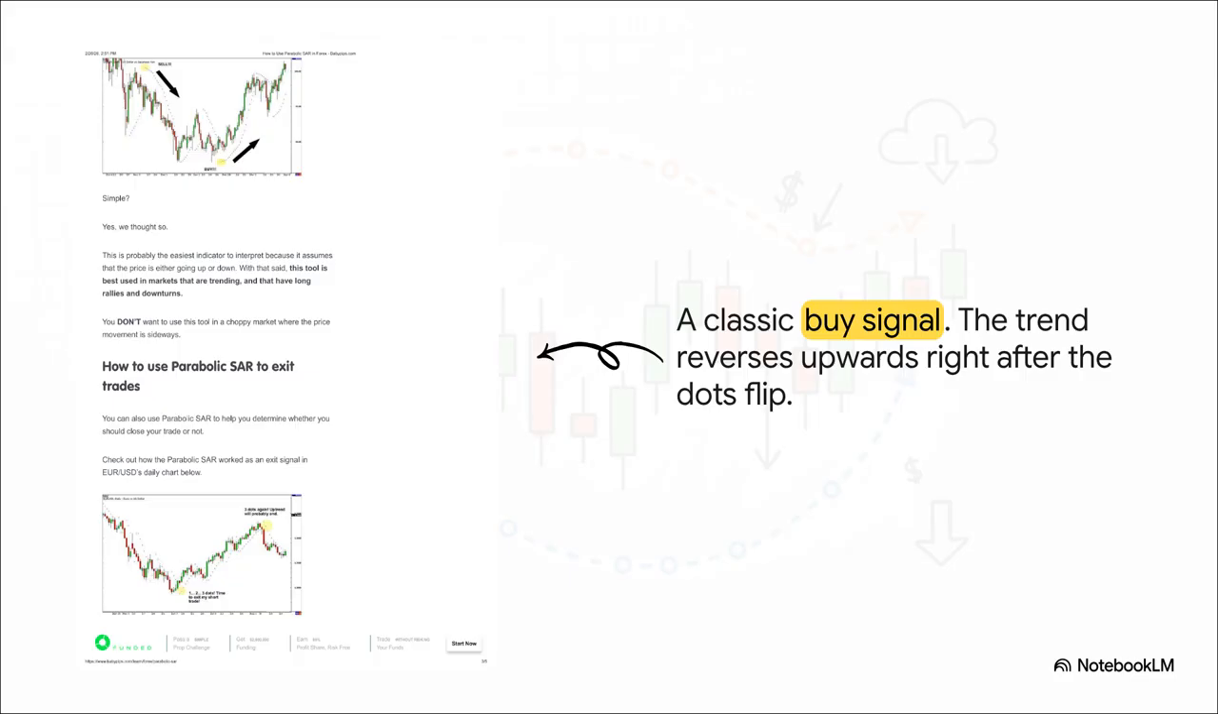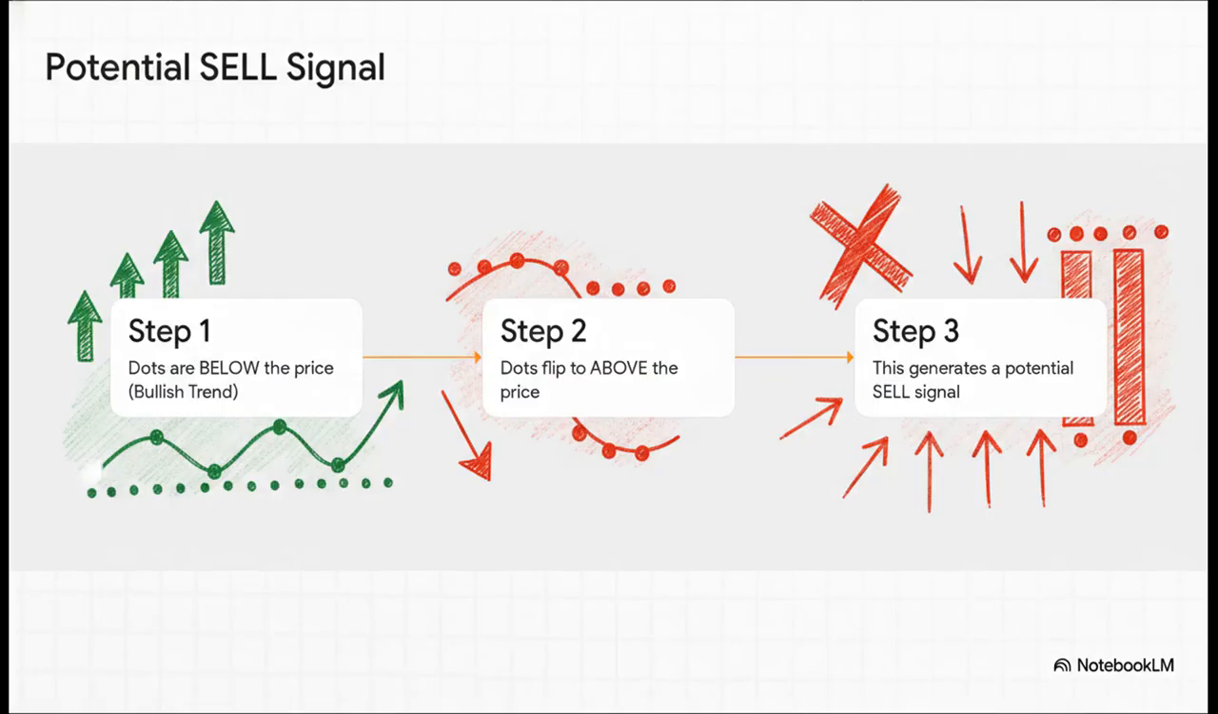On the left, you see that long string of dots floating above the price as it falls. And then, right there at the bottom, boom, the dots flip underneath. And look what happens almost immediately after. The price starts to climb. That's the buy signal right there in action. And you guessed it, a sell signal works the exact same way, just in reverse.